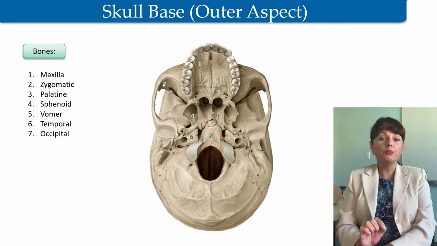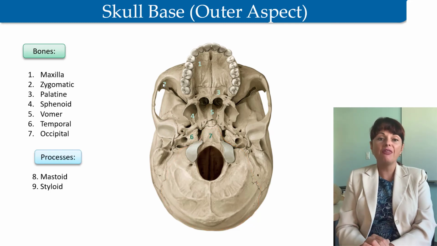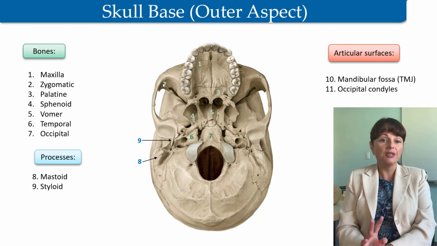2 important processes of the skull base are the styloid and mastoid ones. Both belong to the temporal bone, and here they are. And 2 articular surfaces may be found here: the mandibular fossa for the temporomandibular joint, and the condyles of occipital bone for articulation with the cervical vertebra.